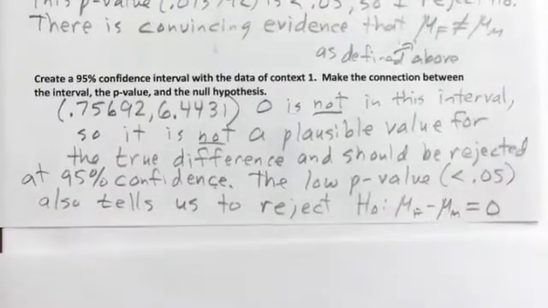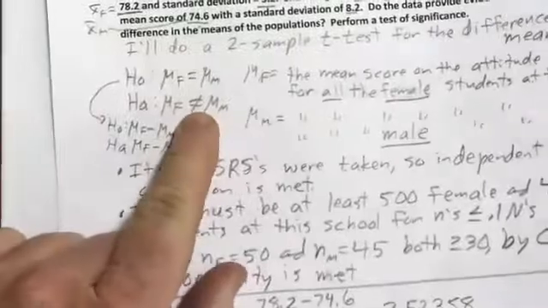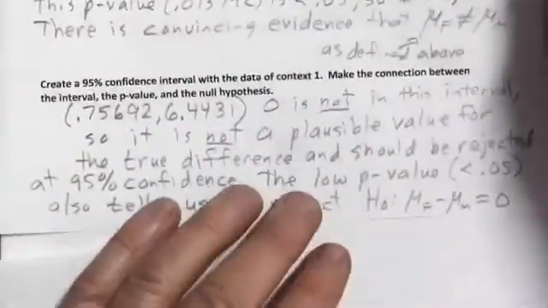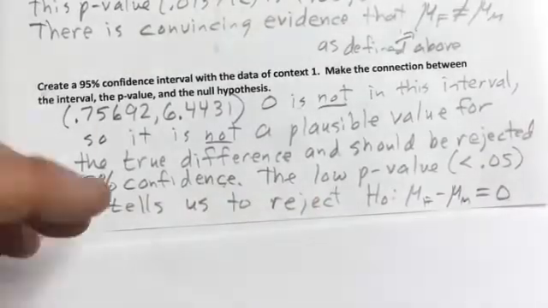Okay. And this only works for a two-sided test. If it was a one-sided test, you've got to divide your alpha in half, but we aren't worrying about that right now. Okay. So that's the main kind of problem in the chapter.